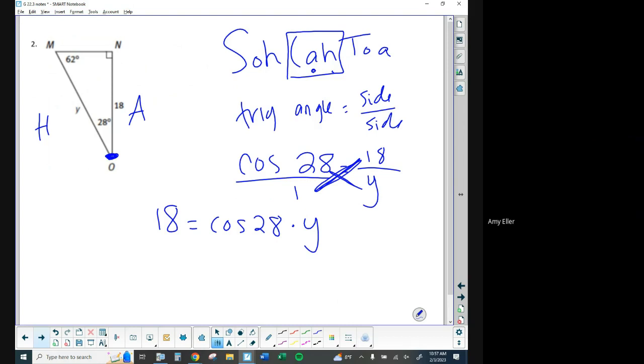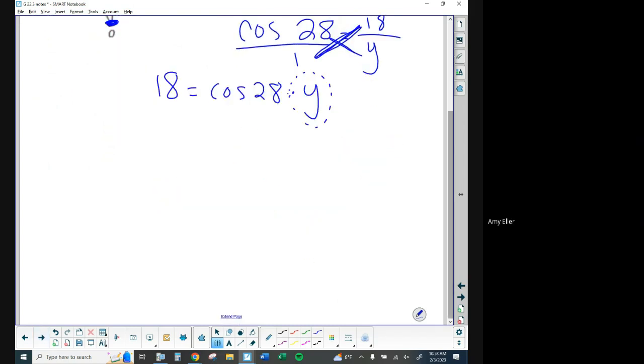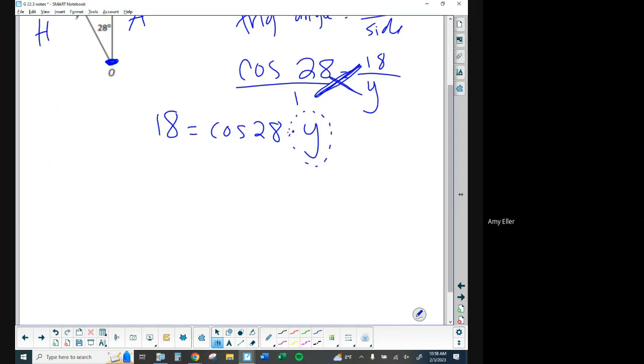I would say don't pick up your calculator yet. I need to get my variable y by itself. How would I get y all by itself? What do I do? I think I heard it. Did you say divide? Divide, yeah. Y is being multiplied by cosine 28, so let's divide both sides by cosine 28. Now that our variable is by itself, now we know what to type in our calculator. It says right here, 18 divided by cosine 28.